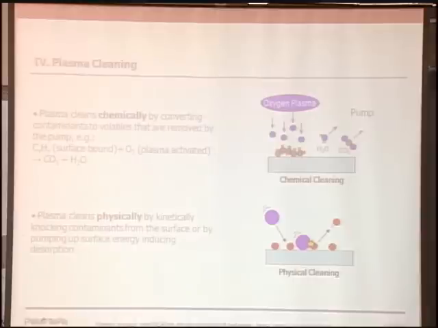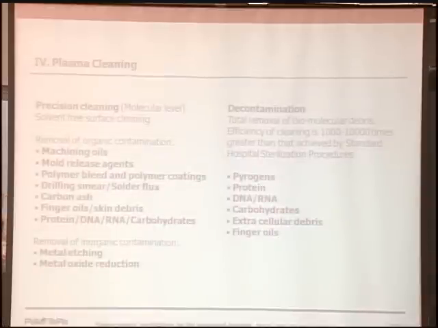The other method is physical method. Let's say you had an inorganic compound that's very difficult to remove by converting it into some kind of volatile chemical. You have to remove it physically by accelerating ions towards the surface and more or less sputtering them off. This slide just shows you some of the examples of materials that we can remove from surfaces. Machining oils, mold release agents, polymer bleeds, drill smear, carbon ash, fingerprints, etc., etc. This is an interesting one here, proteins, DNA, and carbohydrates.